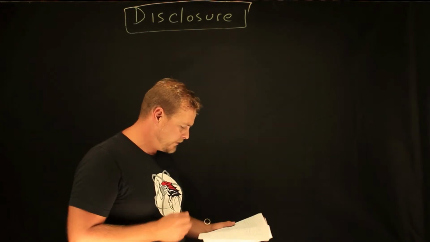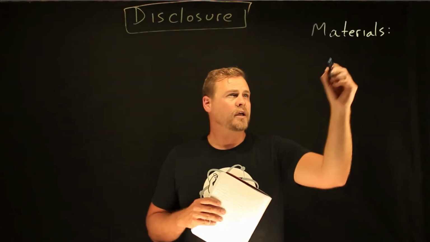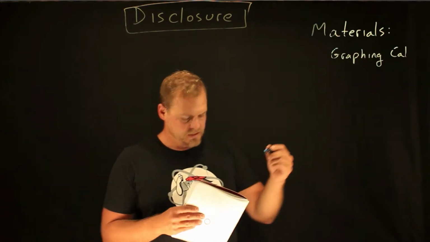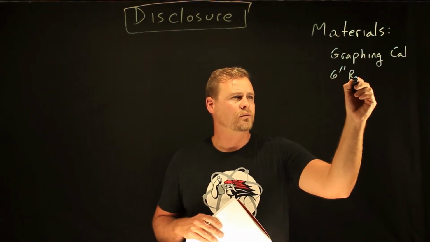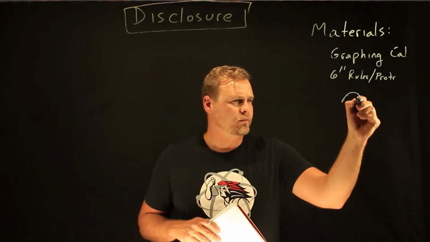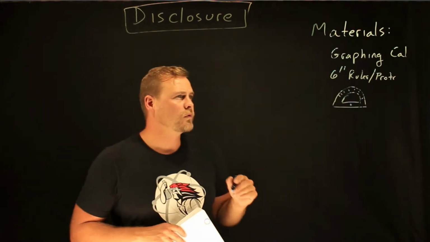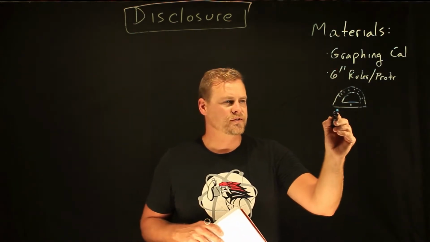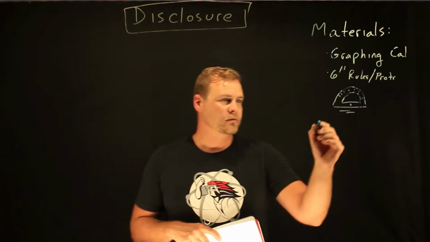You're going to need several items for this class. I'll go ahead and write them down. Alright, so you're going to need a graphing calculator. You're also going to need a 6-inch ruler. That usually works best. That's going to be very helpful for us as we measure angles, and you can also use this as a straight edge kind of device.